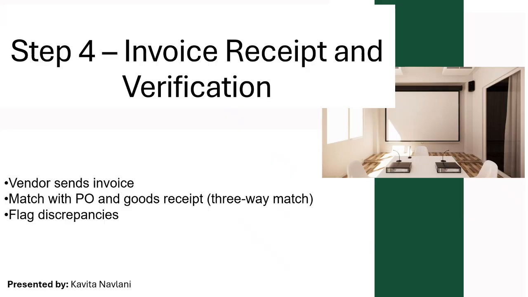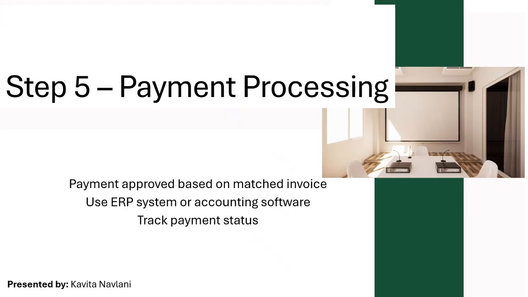Invoice receipt and verification. When the vendor sends you the invoice, you should match it with the PO and the goods received. This is known as three-way matching, as I already told you. Then flag discrepancies. कोई अगर आपकी उसमें कुछ भी एरर है तो उसको आप फ्लैग करते हैं, नोट लगाते हैं. Then the payment processing.